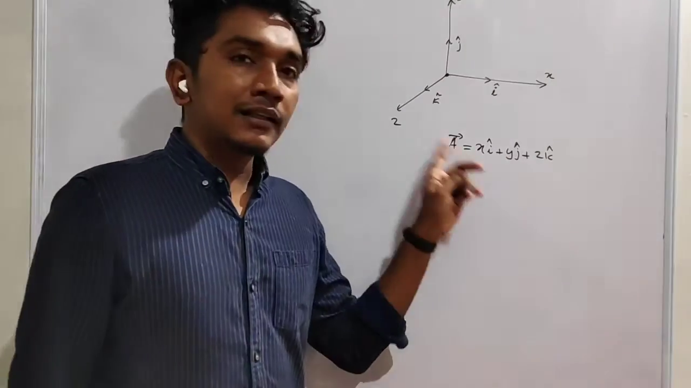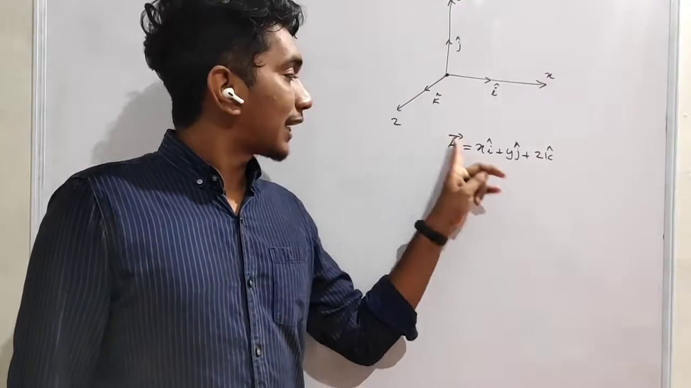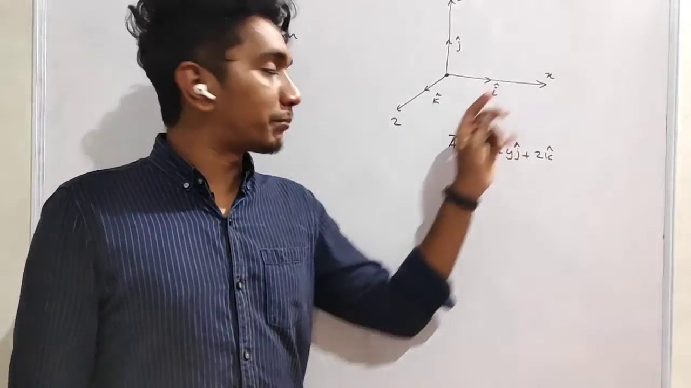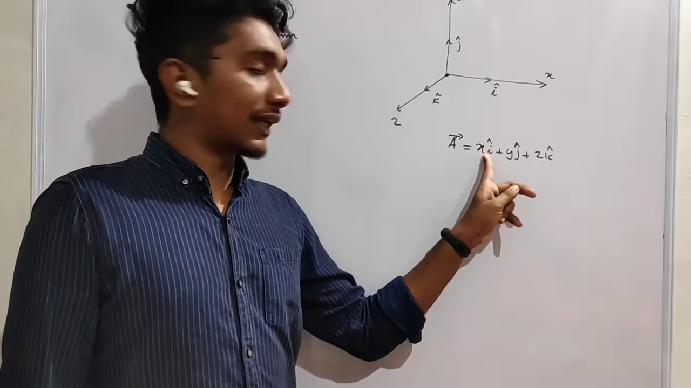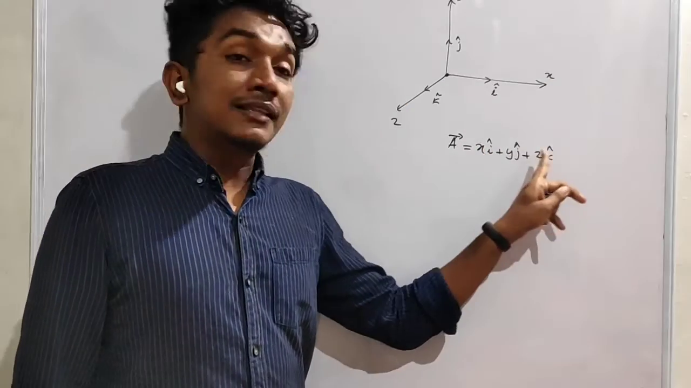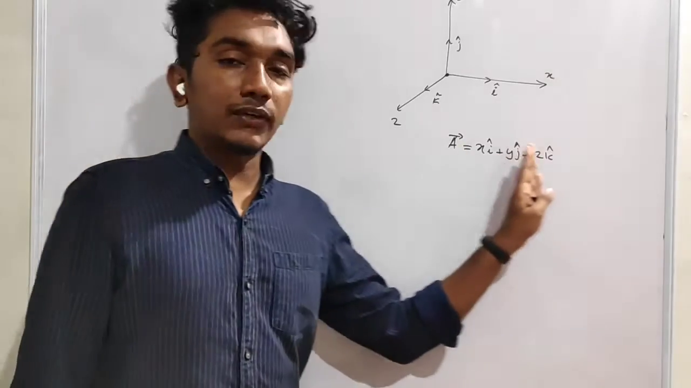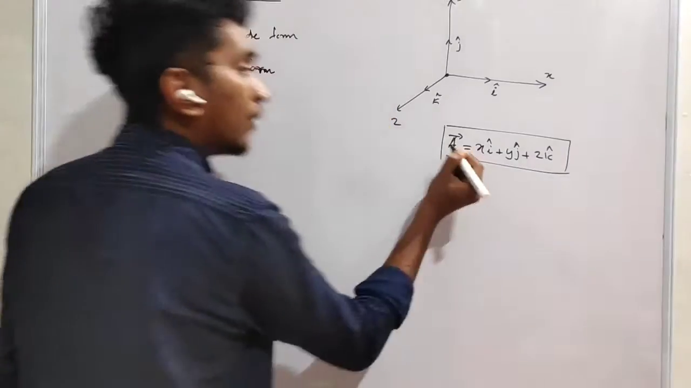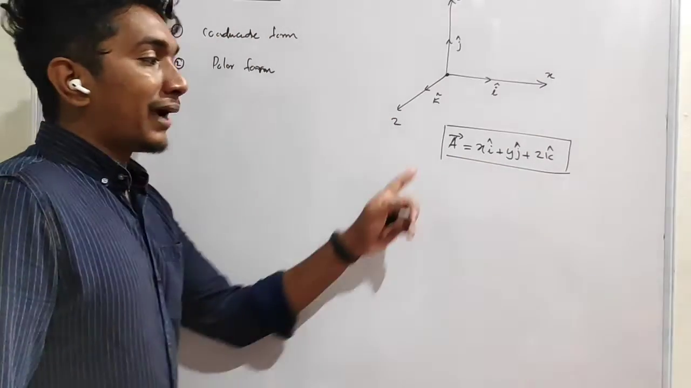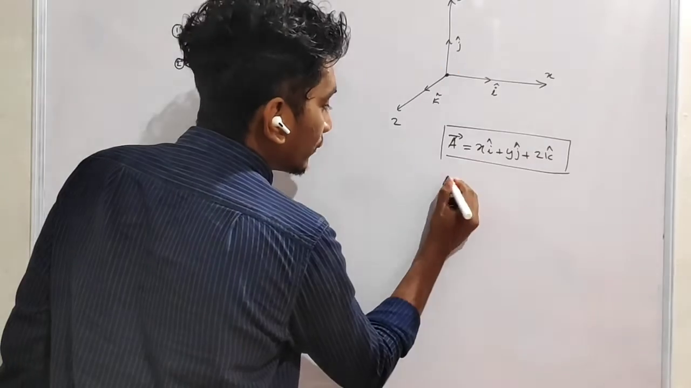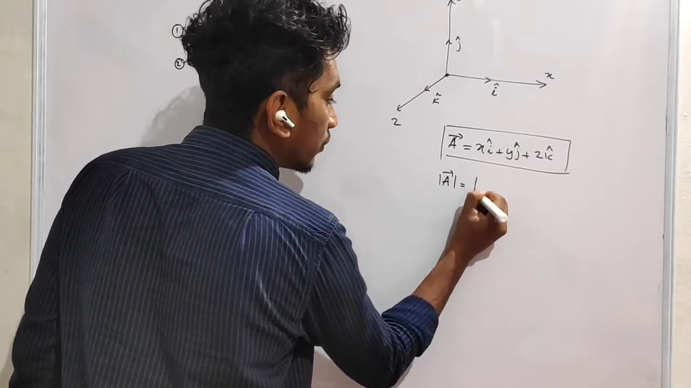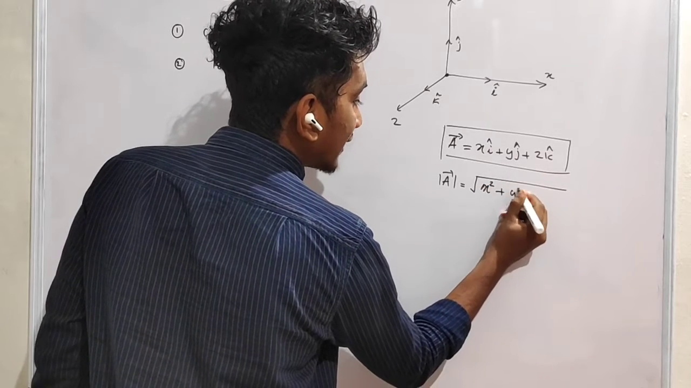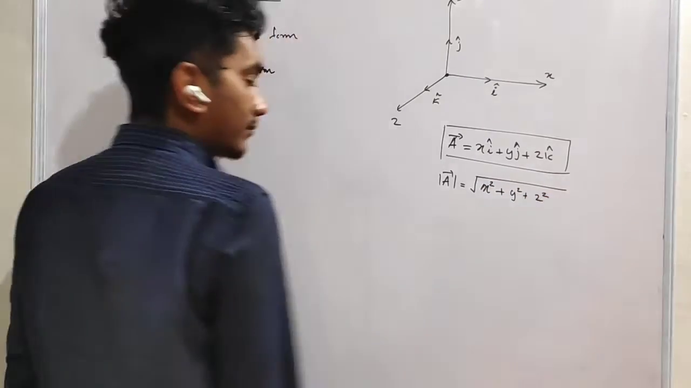So what does that mean? Which means the vector A is actually x in the i cap direction, along the x direction, then y j, then z k. This is the first important thing you have to note down. And how do we find out the magnitude of this one? The vector magnitude is equal to root of x square plus y square plus z square.